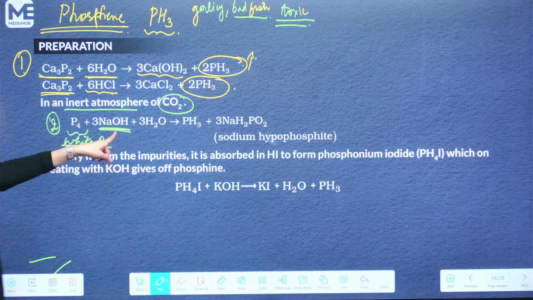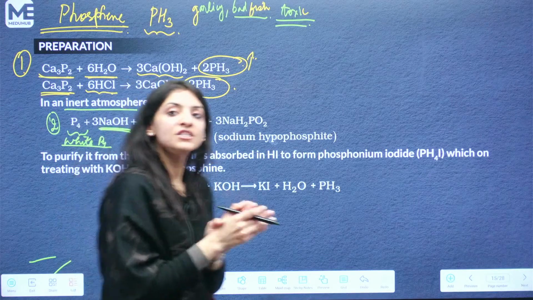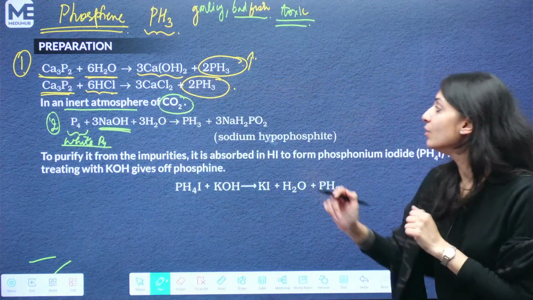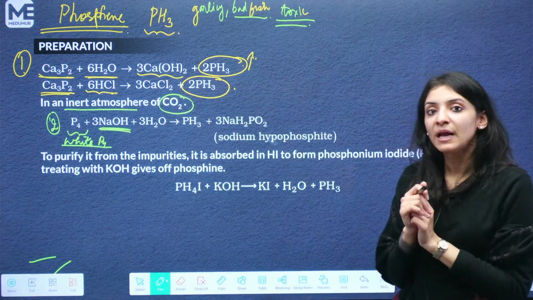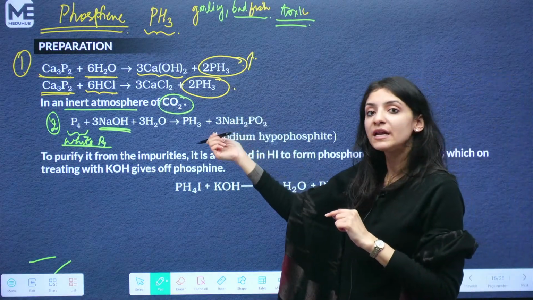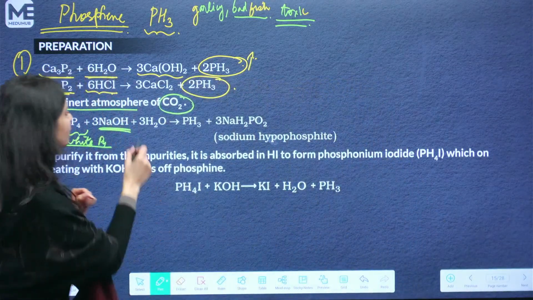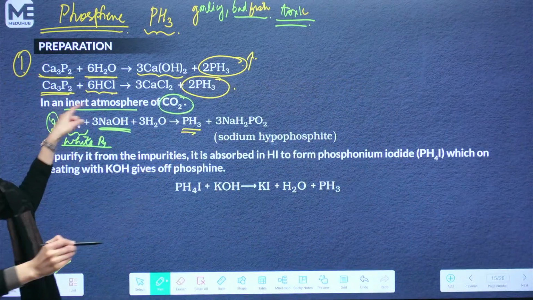On boiling with NaOH also gives us phosphine. An inert atmosphere of CO2 is required here. Can you think why? So अगर ऑक्सीजन में हमने white phosphorus को NaOH के साथ boil कर दिया, what will happen? White phosphorus react कर जाएगा ऑक्सीजन के साथ and P4O10 आ जाएगा. We do not want that. We don't want an oxide. What do we want? We want phosphine. So इसलिए हम inert atmosphere लेते हैं.